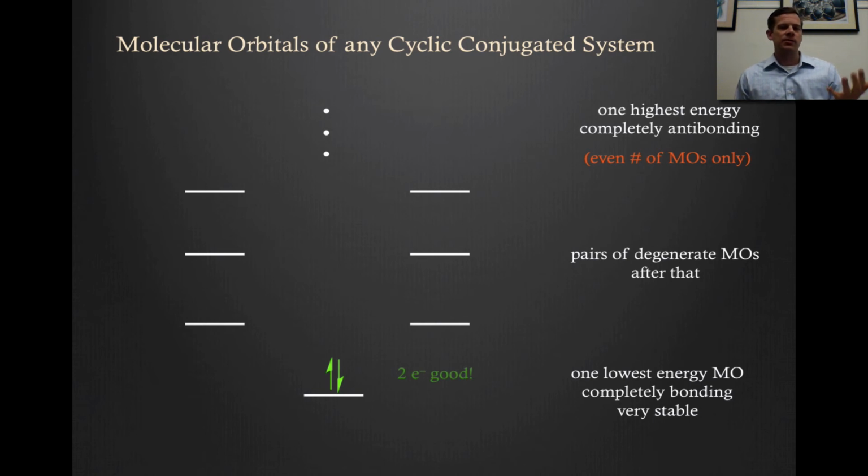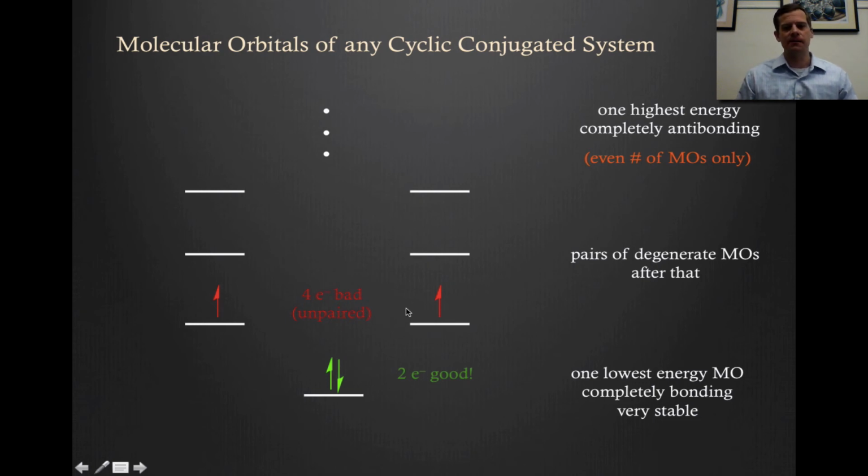What happens if we put in 2 more electrons, though? We go up to 4 pi electrons. Well, based on Hund's rule, these are going to each fill in their own orbital, and you can see they're going to be unpaired. And unpaired electrons are very reactive, right? They basically act like free radicals. And so this is not going to be a good situation. 2 electrons good, 4 electrons very bad.